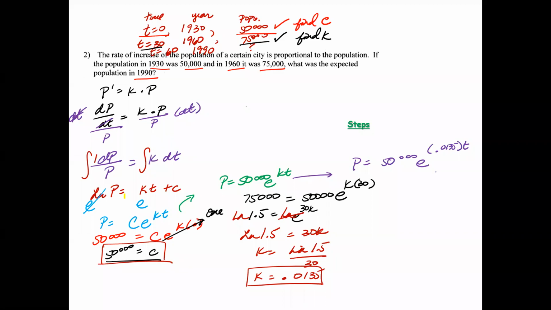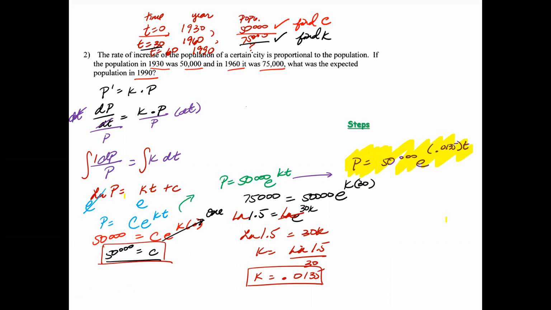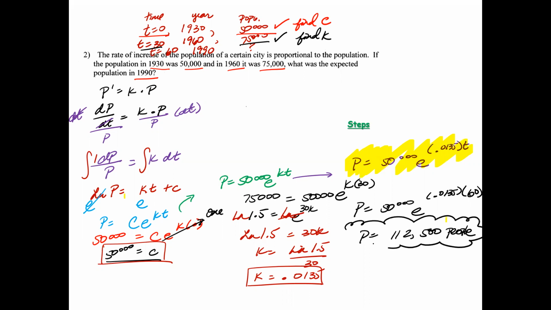And so from here, this is my equation that I'll be using to predict the population estimation for 1990. For that one, you have T is equal to 60, but I want to know what my population is. So we'll just do P is equal to 50,000 e to the 0.0135 times 60. You want to plug this into your calculator, and the population estimate is going to be 112,500 people. And that is your answer.